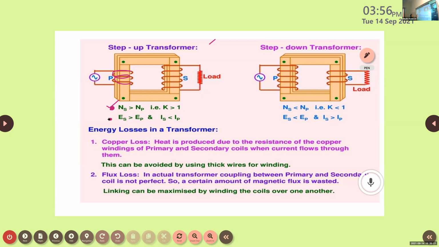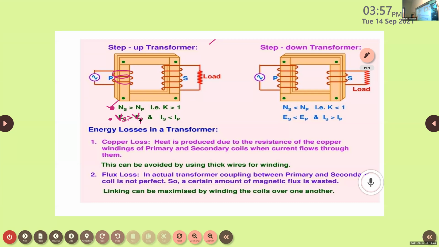Similarly, the voltage or potential of the secondary coil, VS, is greater than VP. Instead of ES and EP, you can write VS is greater than VP. In a step-up transformer, NS is greater than NP, and similarly the voltage generated in the secondary coil is greater than the voltage generated in the primary coil. VS is greater than VP. So that's all about the voltage in the step-up transformer.